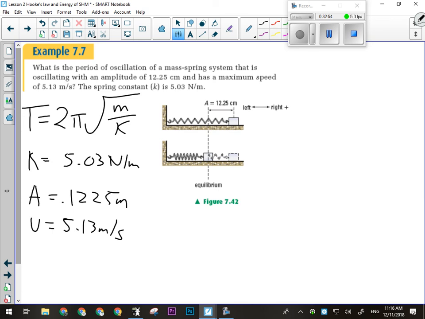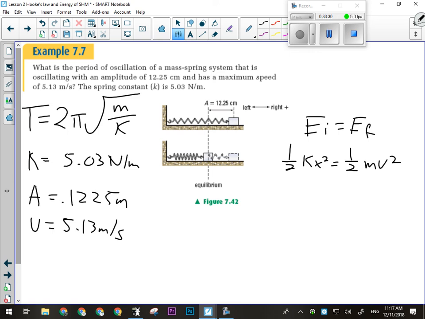Conservation of energy. When I look at conservation of energy, that's going to say E_i equals E_f. We're dealing with maximum amplitude for one of these, so that's going to be 1/2 kA squared equals 1/2 mv squared. I've got k, I've got A, I've got v. Can this help me get mass? Yeah, because I have everything except mass. Once I have mass, then I can go back to the period formula and finish it because I have the thing I'm missing. So it's a 2-step problem.